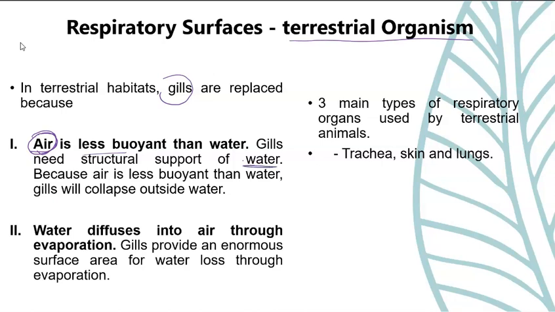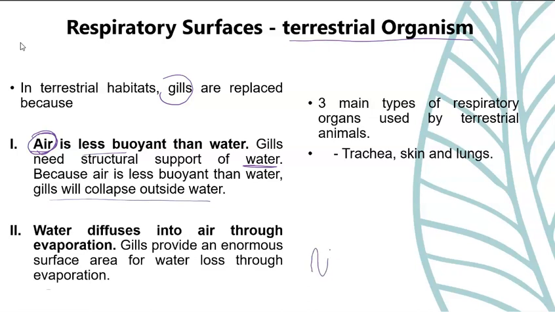Water gives buoyancy to support the structure of the gills, as the gills are very fragile. Because air is less buoyant than water, the gills will collapse outside the water. If you take a fish out, you can see the gills are all stuck together, so they collapse. And then water diffuses into the air through evaporation. Gills provide an enormous surface area for water loss through evaporation.